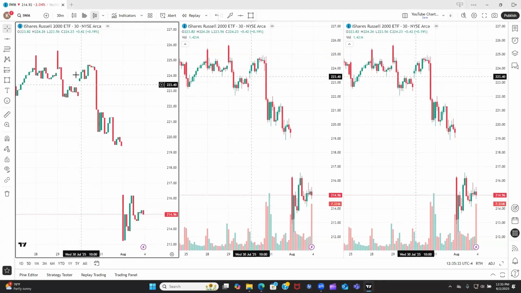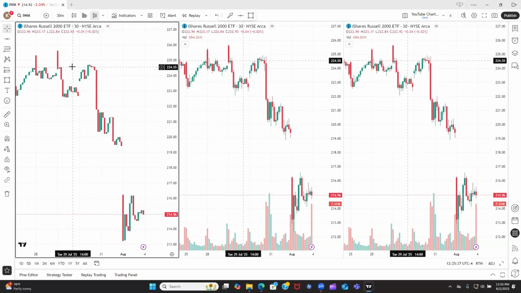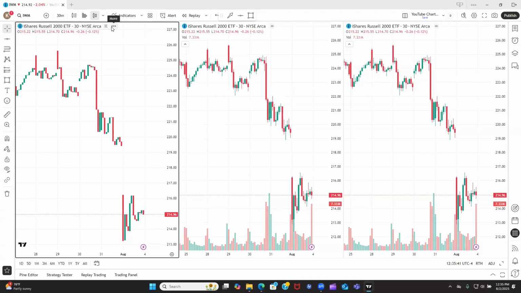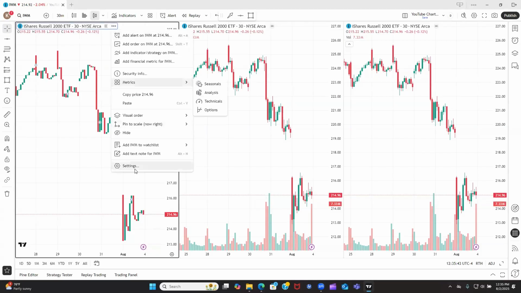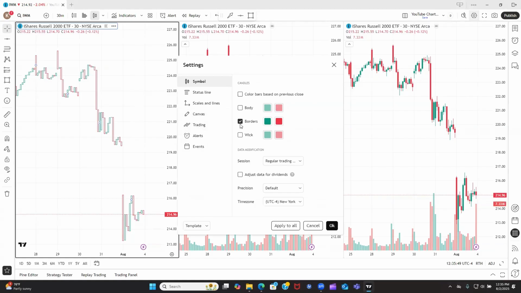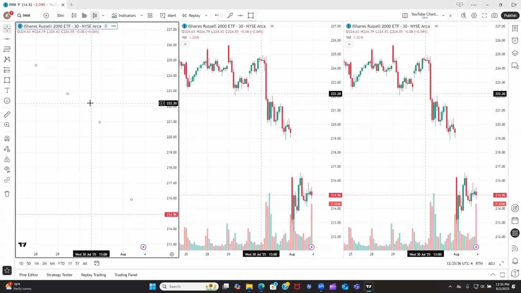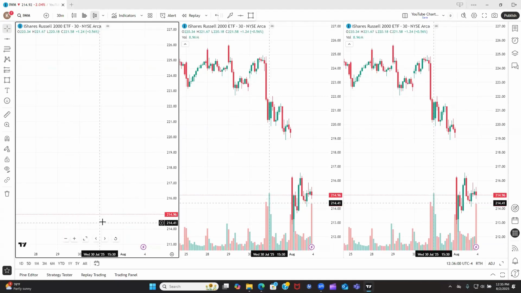The next thing I want to do is change this standard candlestick to a TPO, or first get rid of it. So I'll go up to the ticker, more, settings, and I'll just uncheck the body, the border, and the wick was already gone. Hit OK. So now I just have a blank screen. I have no TPO, no standard candlesticks, and no volume at the bottom.